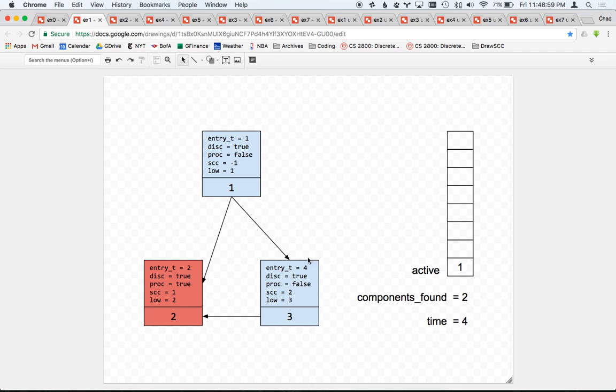All right, now we have finished vertex 3, mark it as processed, return to vertex 1. Vertex 1 now has a low that is equal to itself, and we increment the components found to 3, pop 1 off the active stack, mark its strongly connected component as 3, and mark it as processed. Our algorithm is complete. We have 3 separate strongly connected components in this situation.